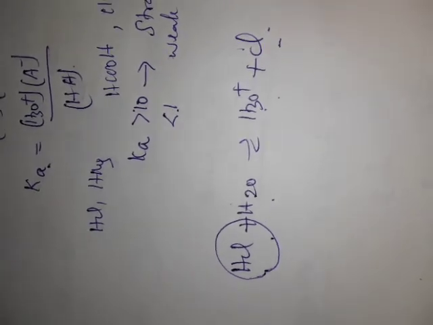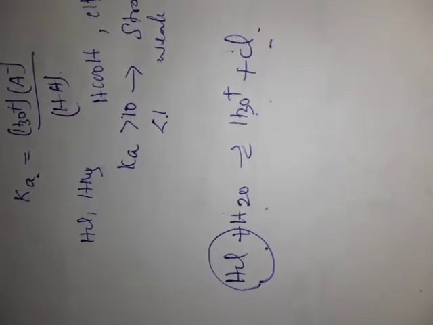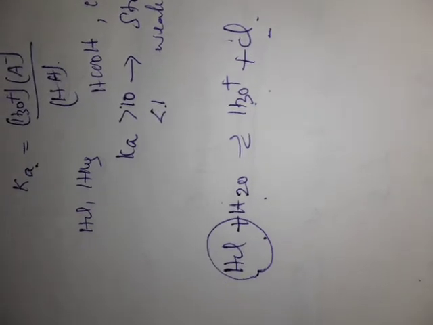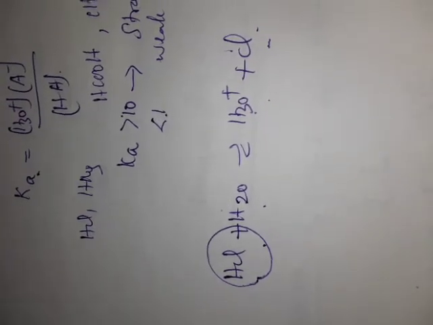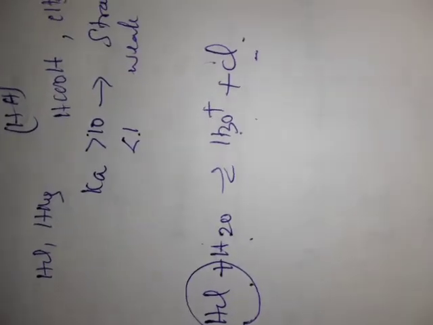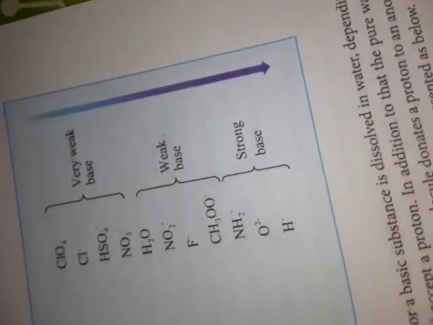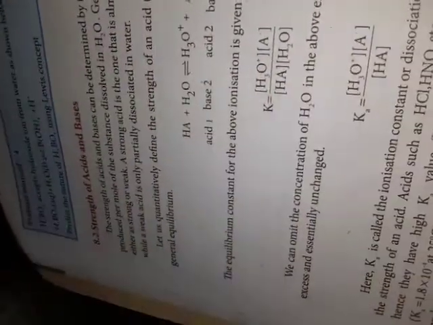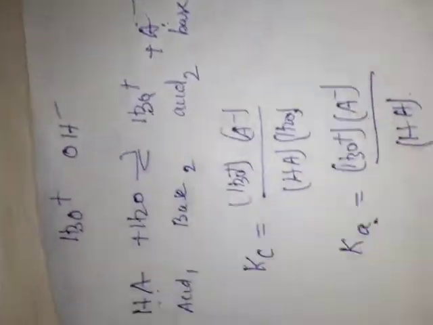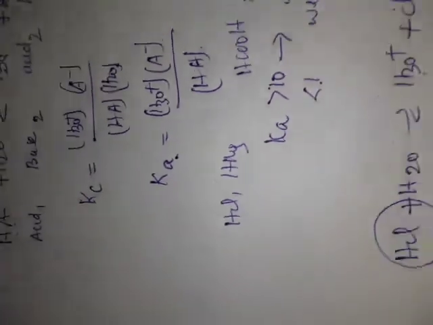Based upon this, the strong acids, weak acids, very weak acids, and the very weak bases, weak bases, strong bases are all given in a tabular column in the book, page number 6. Everything about the strength of acids is there, what I have taught you can follow. Next, ionization of water.